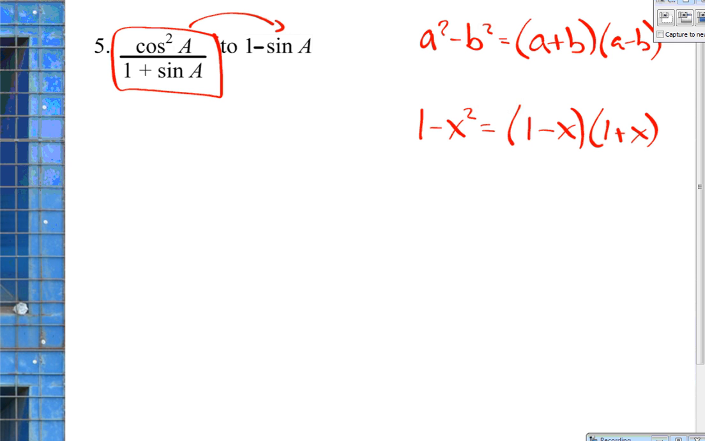One of the things you need to keep in mind on problems like this is that Pythagorean identities are going to come back and they're going to be the biggest rock stars of your identities.